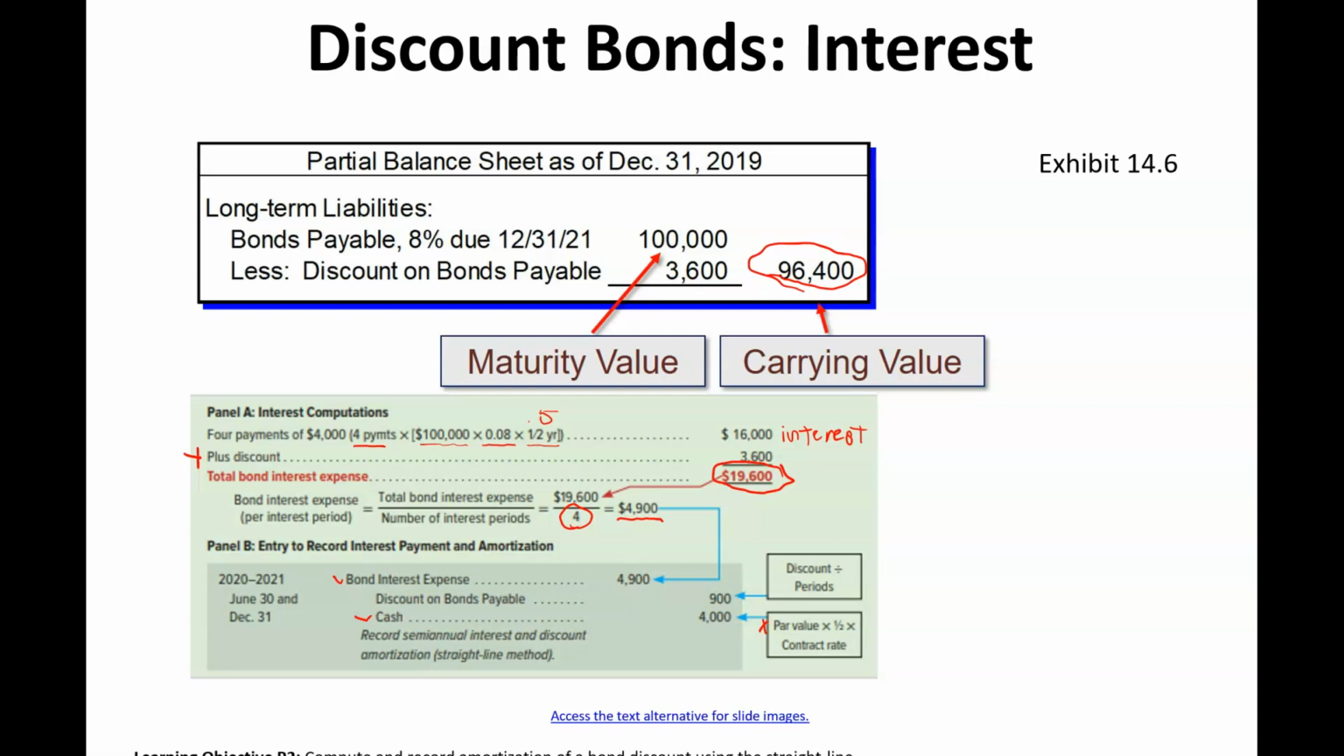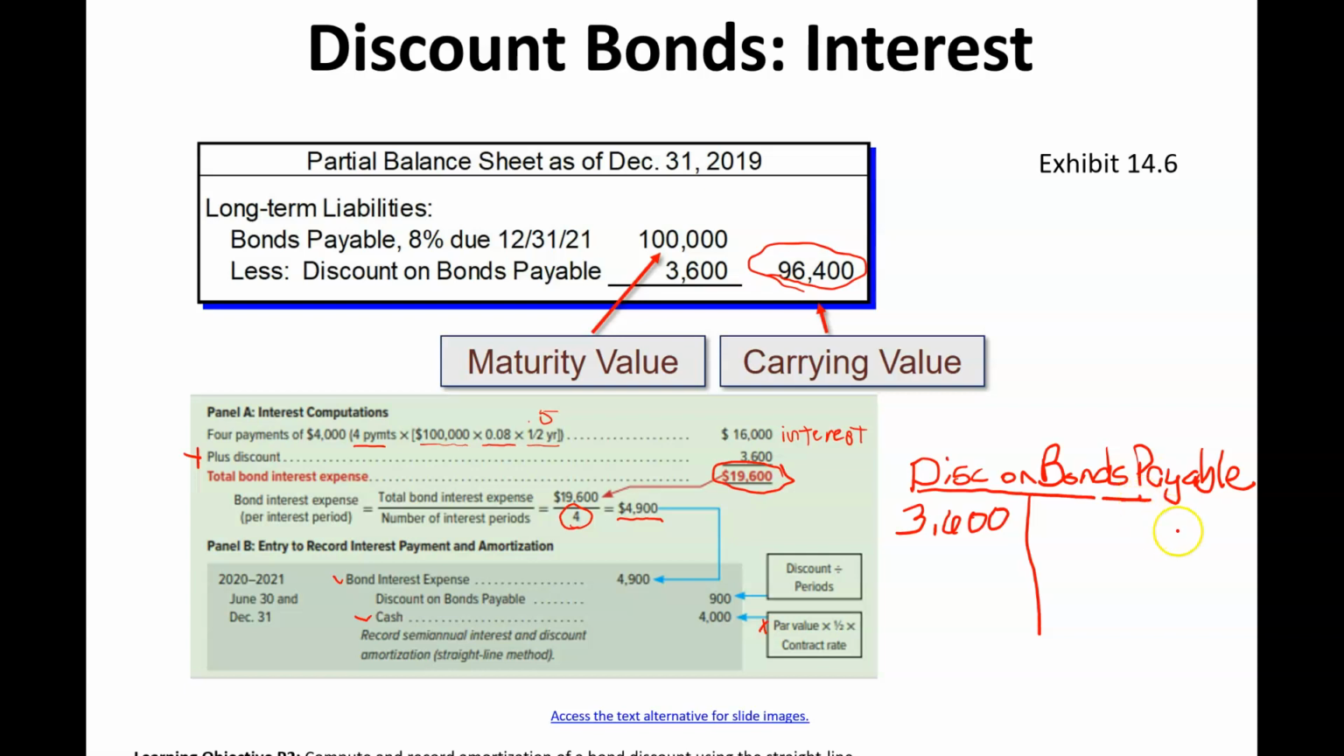Now let me show you what bonds payable looks like here. Here is discount on bonds payable. Remember, this is a contra liability account, so it actually holds a debit balance. We have a debit balance of $3,600. When we get done amortizing this bond at the end of the 2 years, the discount on bonds payable is actually going to be 0.